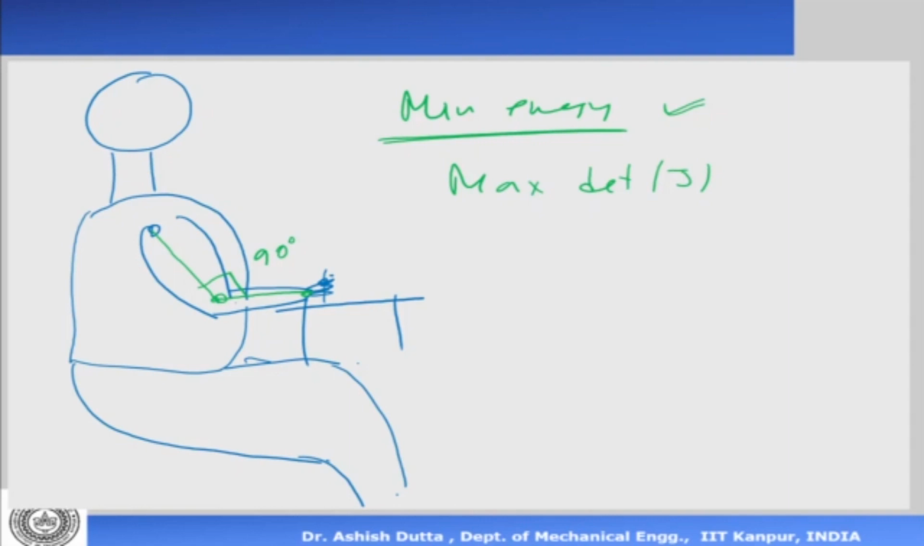So this is for a linkage system. Now let's move on to a mobile robot. Okay, let's say a mobile robot. In the case of a mobile robot, what is the relationship?